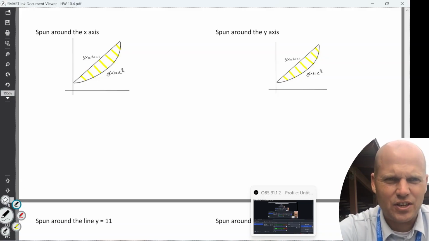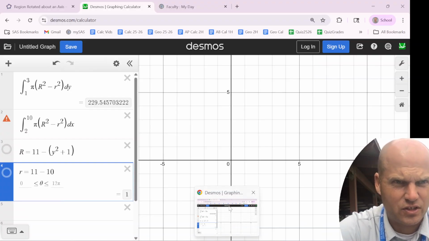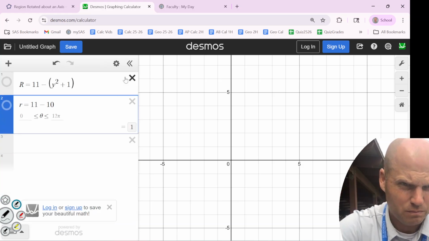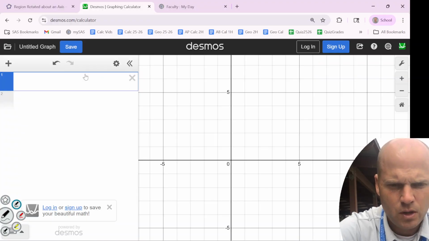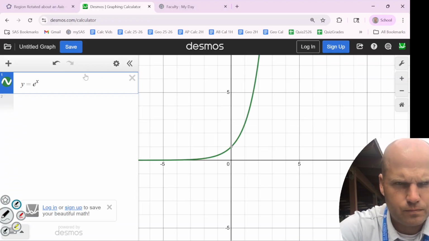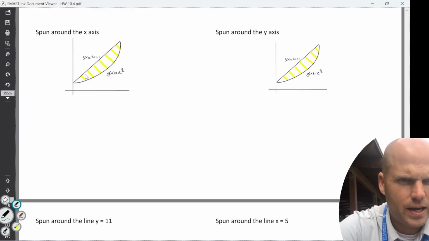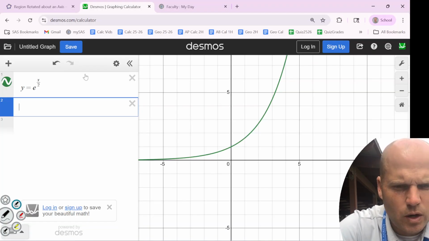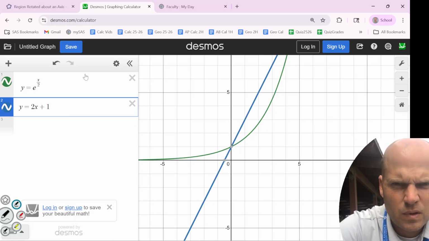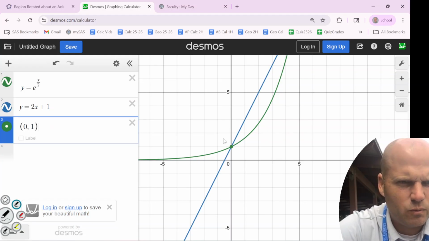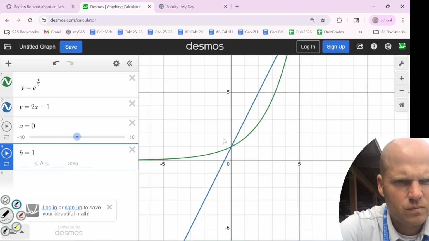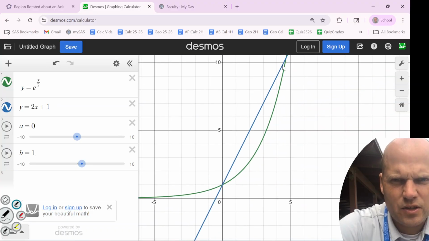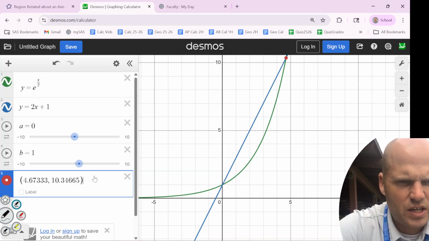I gotta find all these intersections. All right, let's find the intersections. We've done this one before. I'm gonna reset. Pretend like this is a completely new problem. You got e to the x over 2. You got 2x plus 1. We got an intersection. We'll call it an A and a B. We got another intersection. It's a C and a D.